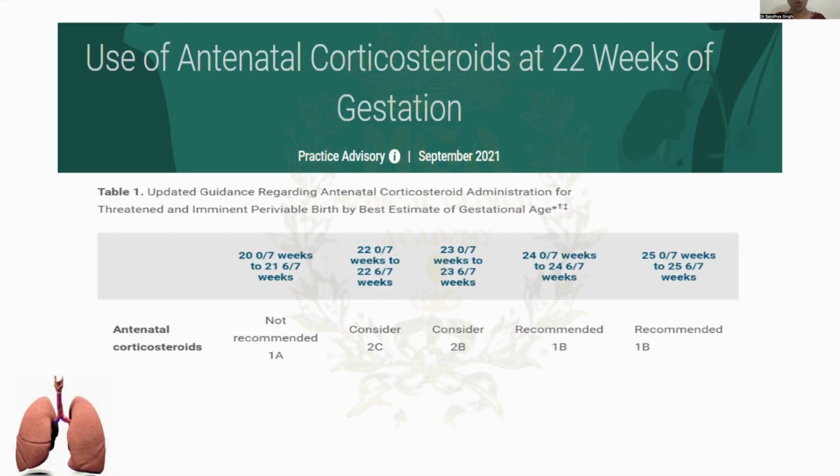According to ACOG, from 23 weeks onwards you can start giving steroid. 22 to 23 is a real dilemma. Above 24, they are actually recommending to give steroids. Okay. Below 21, at present ACOG also is not recommending to give steroids. So for simplicity, we should remember that above 23 weeks, we can give steroids.